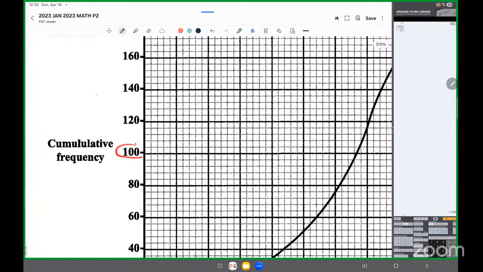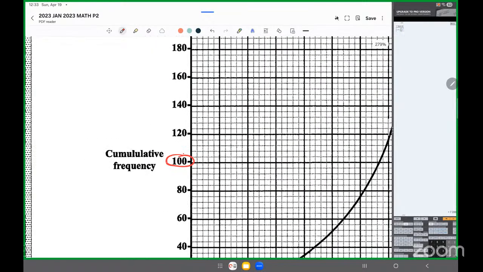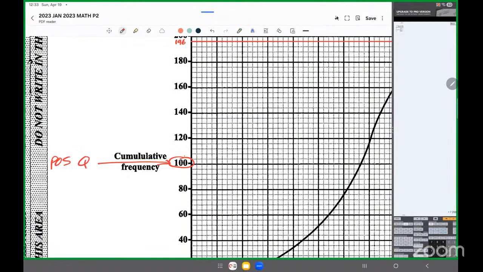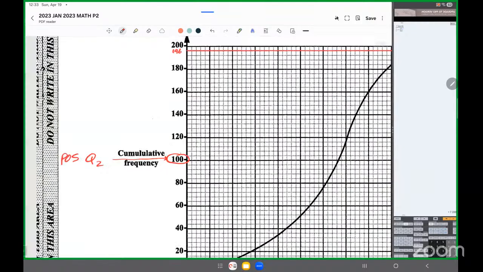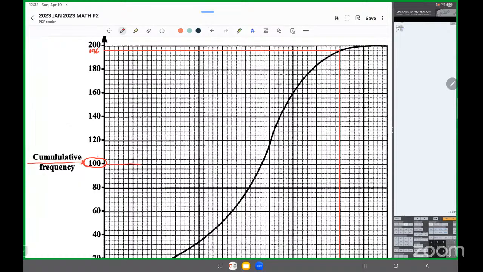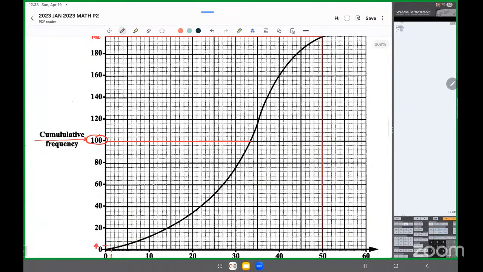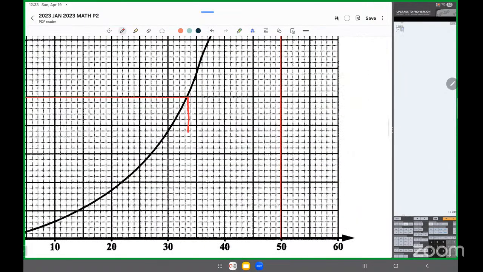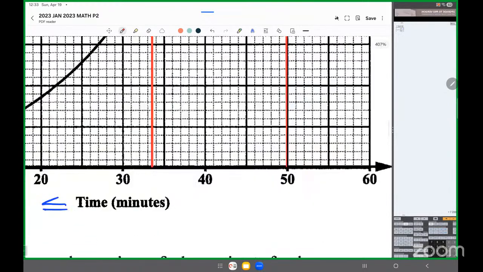That's the position of the median. So we're going to say position of Q2. Position of Q2 is the 100th student, half of the 200. You come across on the graph and you read it down here. So right in between this, that figure is Q2.